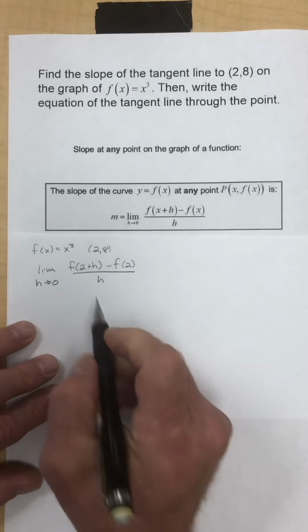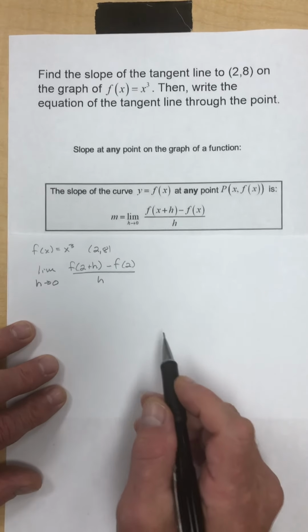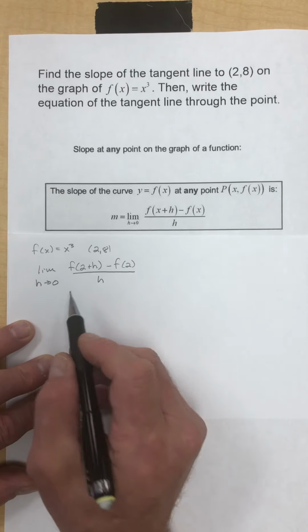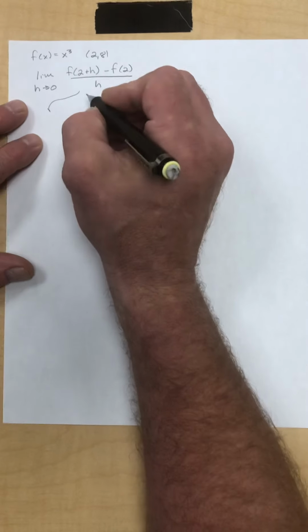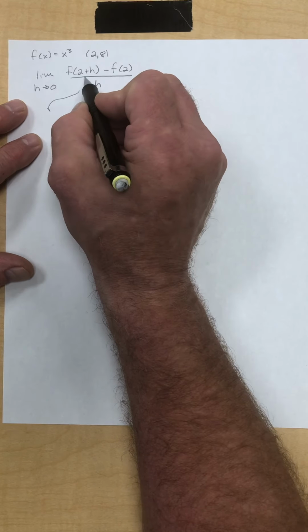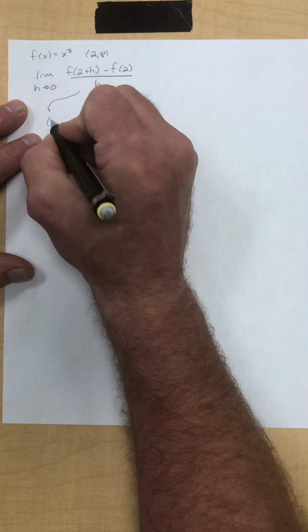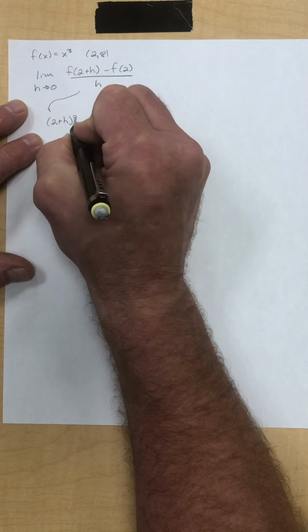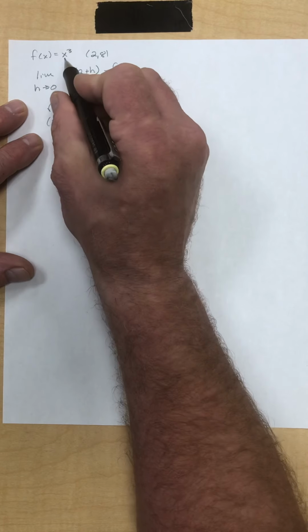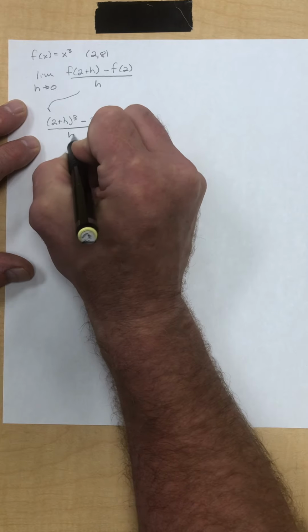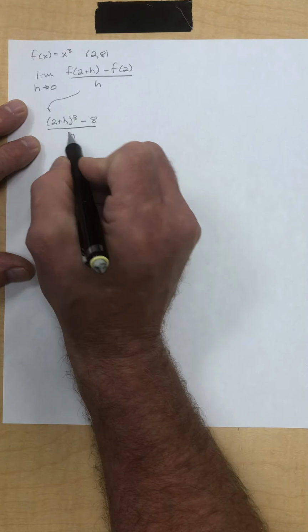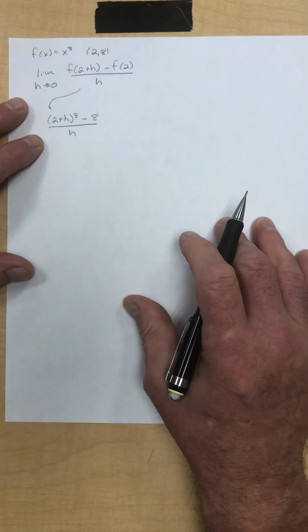Okay, so I've got to deal with this guy right here. And then once I'm done with that, I'll take the limit as h goes to 0. Okay, so this should be in good shape there. Let's move that guy out of the way. So f of x is x cubed, so that's going to be 2 plus h cubed minus f of 2, well, we know f of 2 is 8, all over h. So I've got to take 2 plus h and multiply it by itself 3 times.